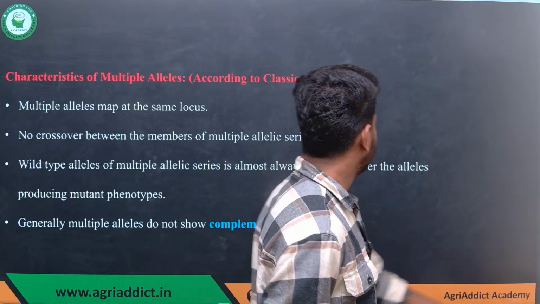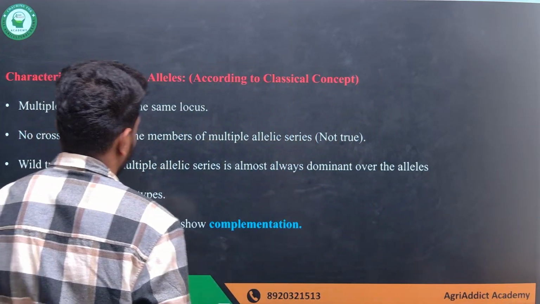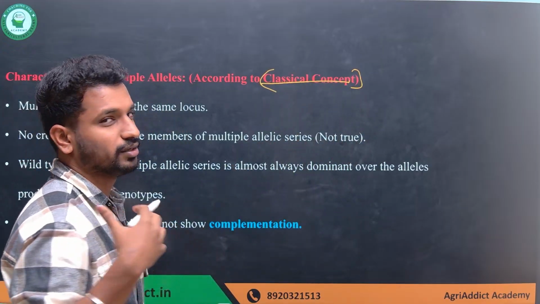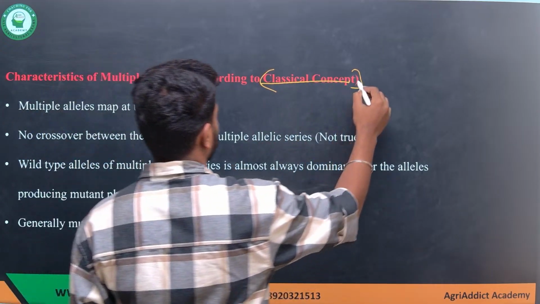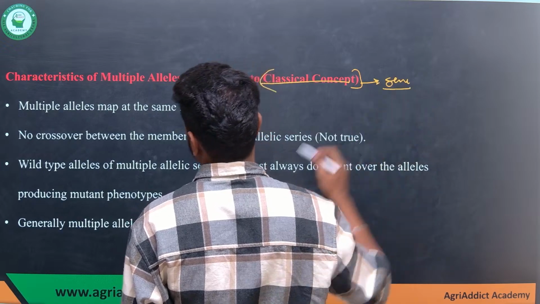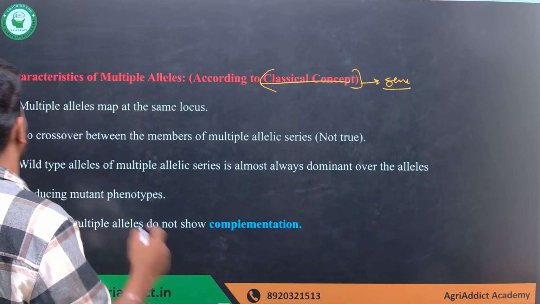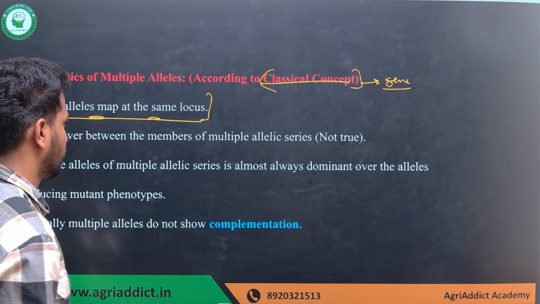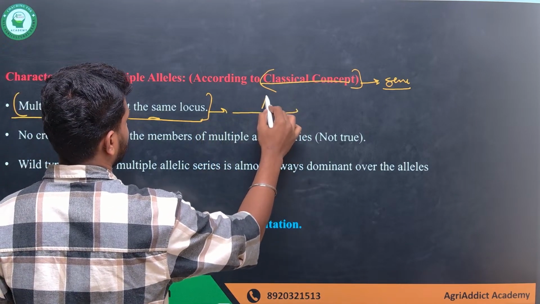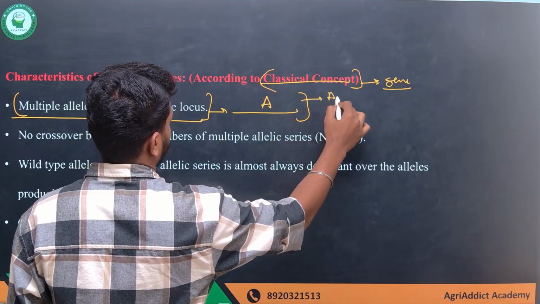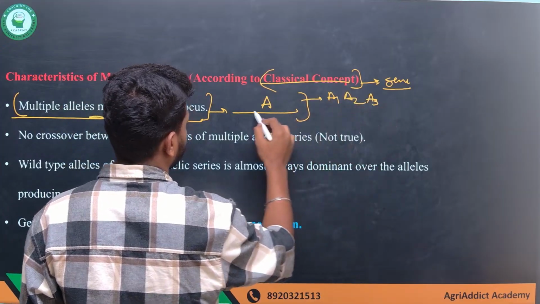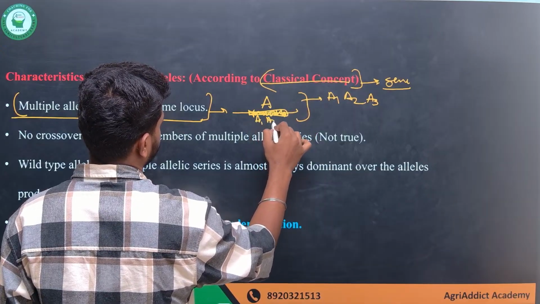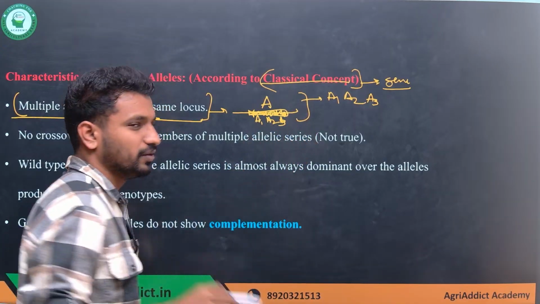So I talked about the recombination test. Before that, let's understand the classical concept. According to the classical concept, what was our understanding of the gene? We made the assumption that multiple alleles are mapped at the same locus. That means if this is a gene and this particular gene A has A1, A2, A3, all of these will be at the same locus. If it is some place on a chromosome, all of the multiple alleles will be present very close to each other.